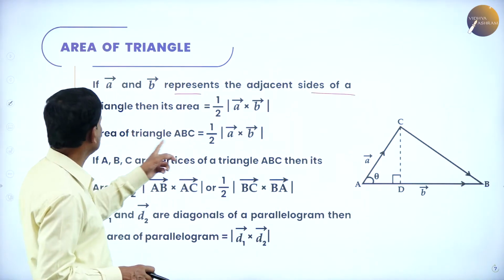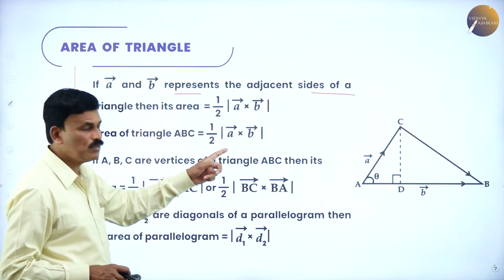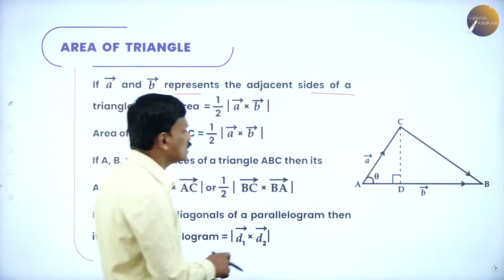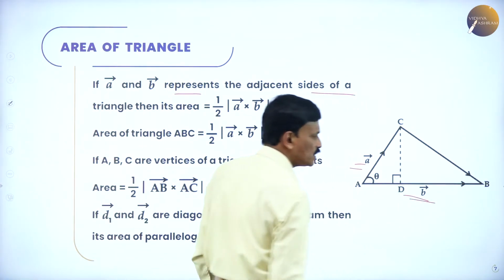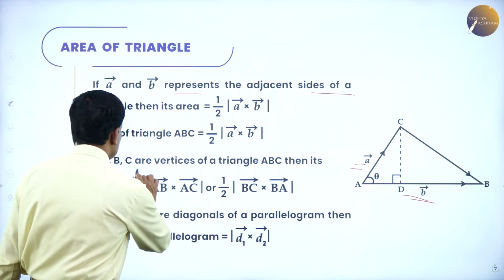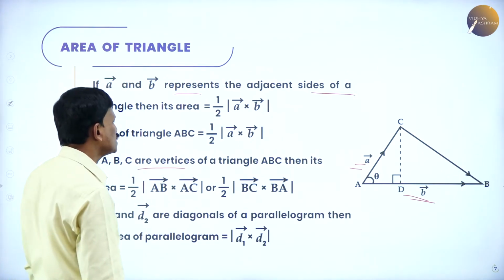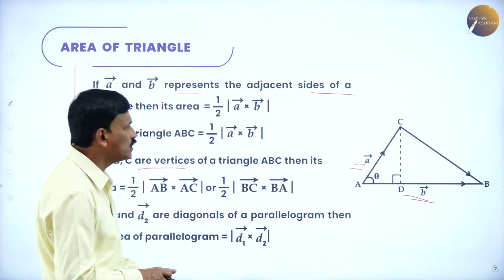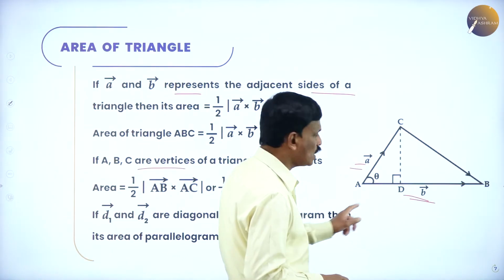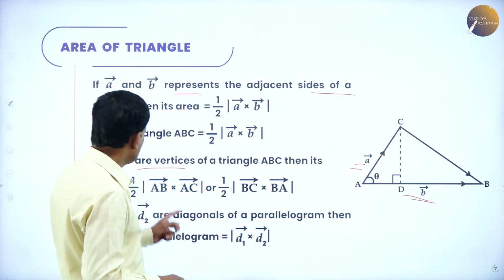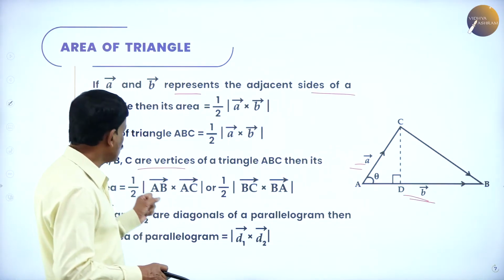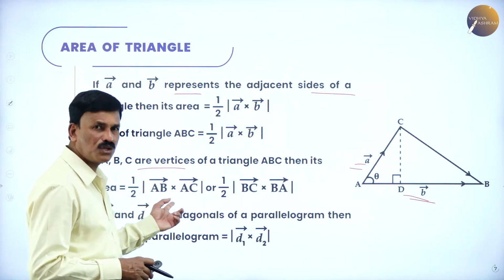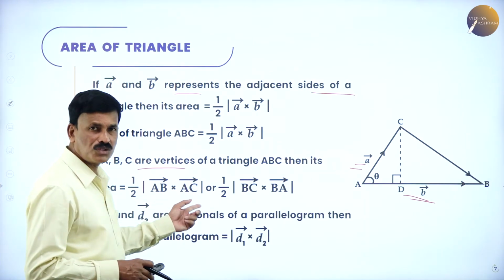So, the area of a triangle formed by the vertices ABC is given by half into length of A cross B, where A and B are the adjacent sides. These are the adjacent sides of a triangle. Suppose A, B, C are the vertices of a triangle, then the area of the triangle is given by half into length of AB cross AC. Just find out AB and AC, and then find the cross product of vectors AB and AC. You know what AB is? AB is equal to OB minus OA, and AC is equal to OC minus OA.